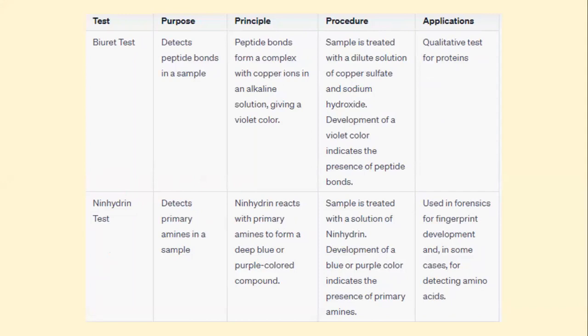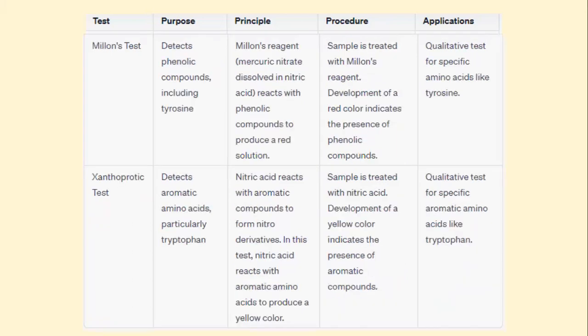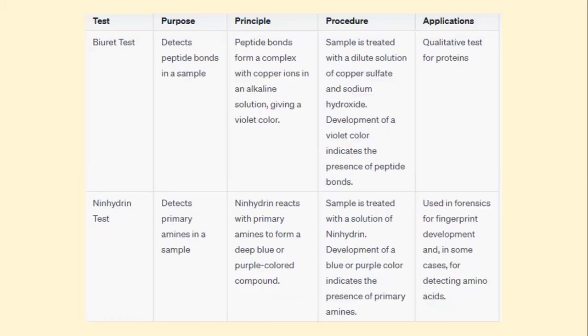Now when you do these types of tests, what are you going to determine? For example, you have an unknown solution and you want to know if there is protein in it or not. So you do these qualitative tests. What are the different qualitative tests for protein? One is the biuret test, the ninhydrin test, then you have Millon's test and the xanthoproteic test. These are the basic tests that we all do in our labs in food and nutrition.